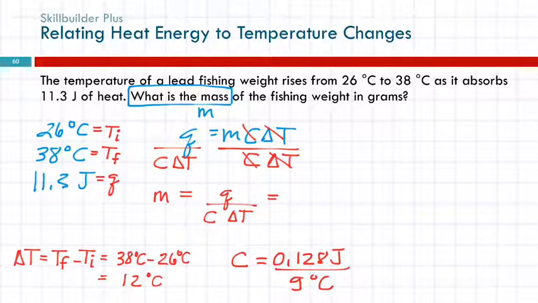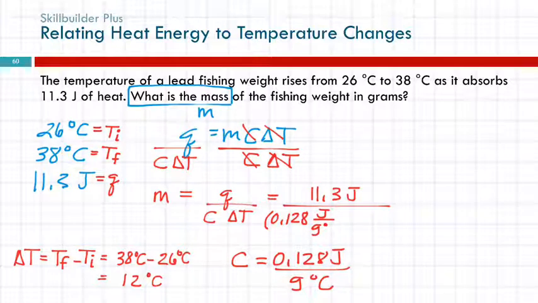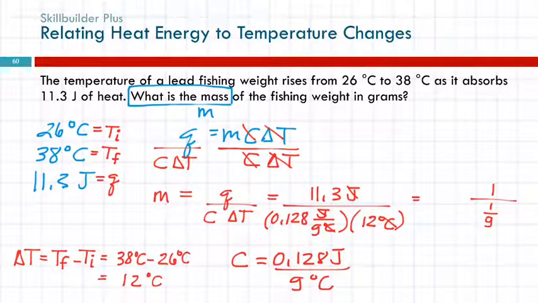So now we can plug these in. Q is 11.3 joules, and we're dividing by specific heat capacity, 0.128 joules per gram degree Celsius, and the change in temperature, 12 degrees Celsius. Degrees Celsius will cancel, the joules will cancel. What we end up with here for the unit is 1 over gram. So it's flipped over twice, so that's just grams.